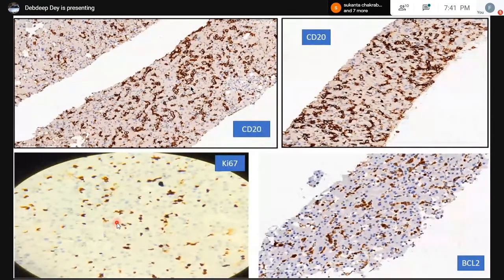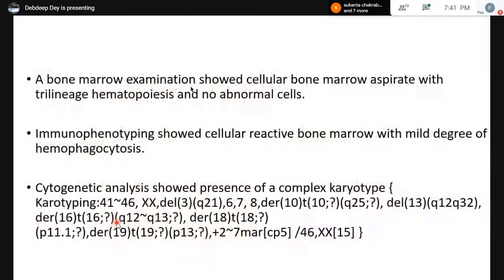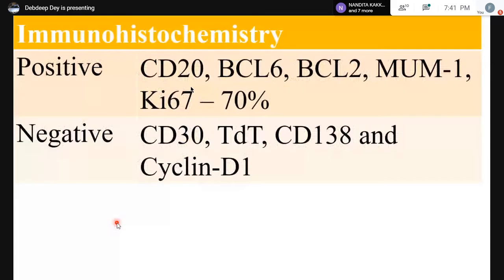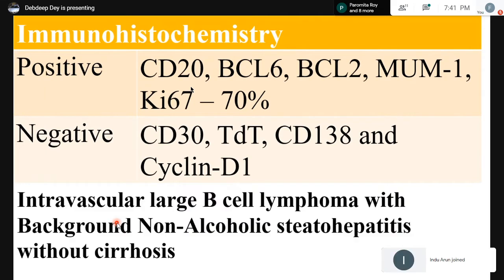Bone marrow examination did not show any abnormal cells, showed trilineage hematopoiesis, but a cytogenetic analysis showed a complex karyotype, which is mostly associated with high-risk myeloid neoplasm. So we have intrasinusoidal large B cells which are positive for CD20, BCL6 and MUM1 with a high Ki67 and negative for all these markers. So a diagnosis of an intravascular large B-cell lymphoma with background non-alcoholic steatosis without cirrhosis was made.